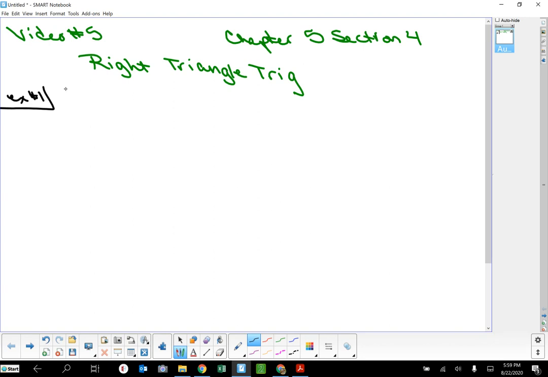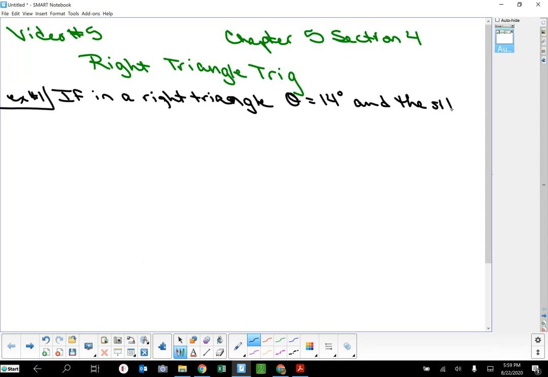It says, if in a right triangle, theta equals 14 degrees. Remember, theta is always an angle. And the side adjacent to theta has a length of 5. How long is the opposite side?